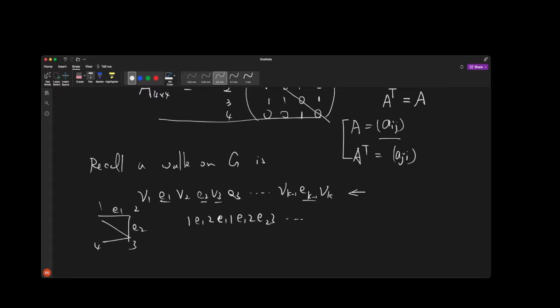The general definition of walk is not a path. Path, really, we do not allow any repetitions. And walk, we can use an edge repeatedly. Okay, so we are looking at walk.